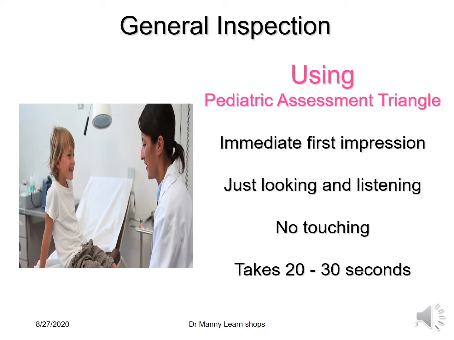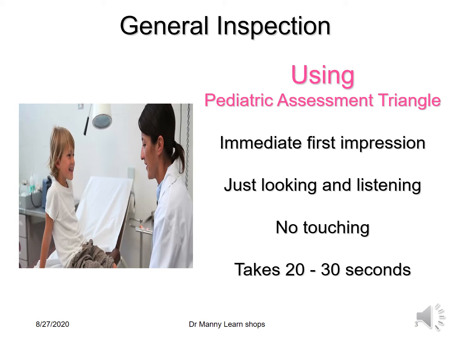When we do a general inspection using the Pediatric Assessment Triangle, this is where you get your first immediate impression. You don't touch the kid, whether it's an infant or a child or an adolescent. You just look at them. Inspection, which we said previously was 70% of physical assessment, and you listen. There's no touching, and this can take 20 to 30 seconds to give you an immediate impression.